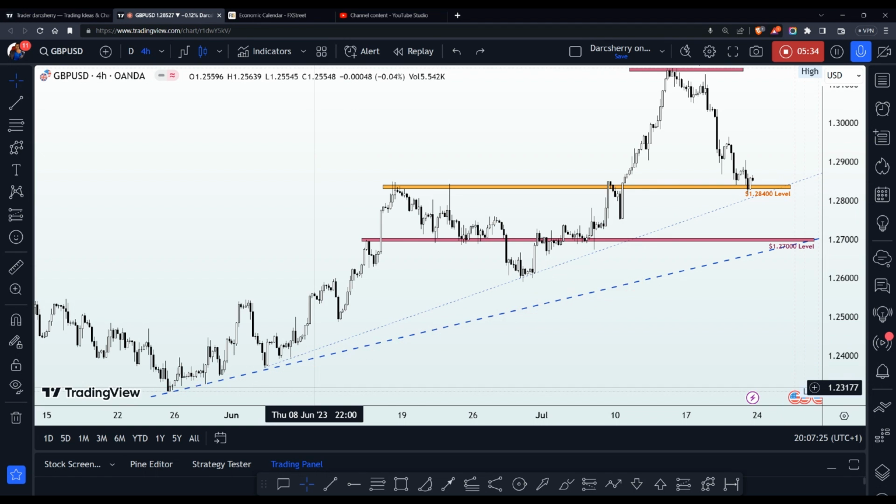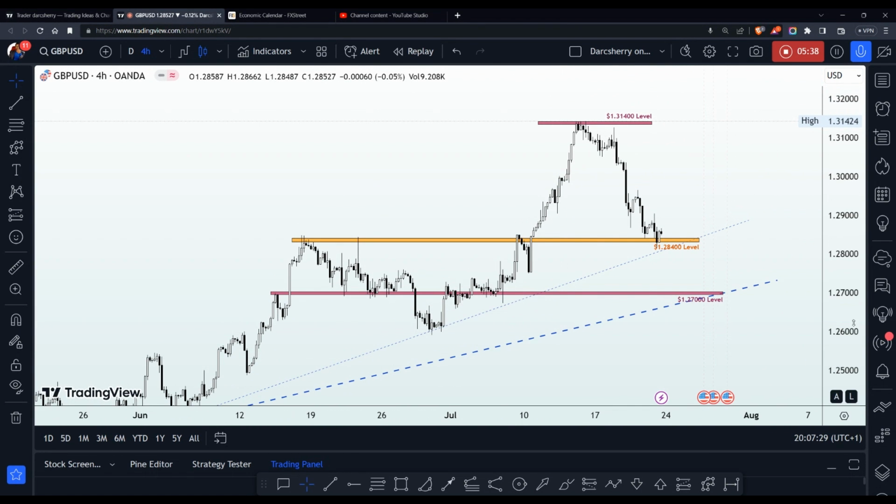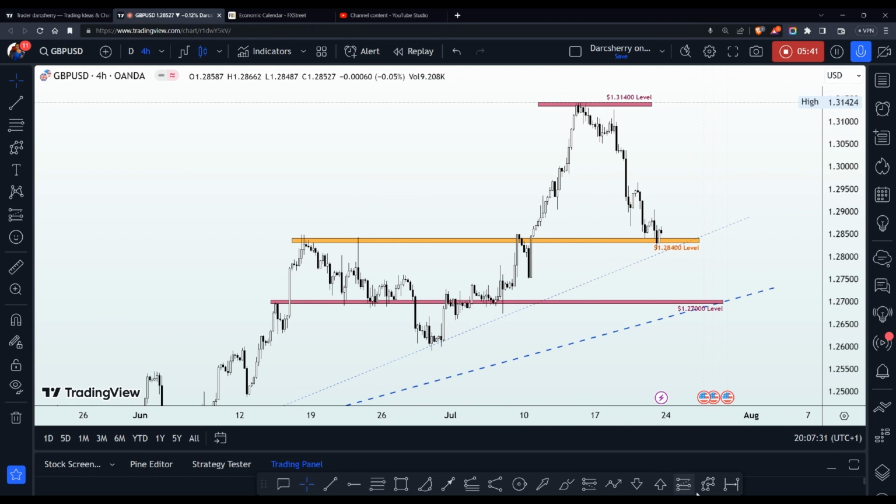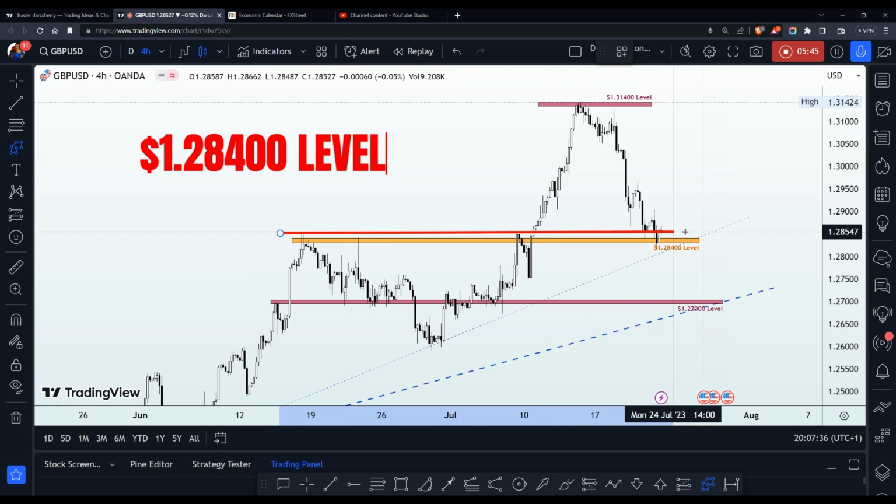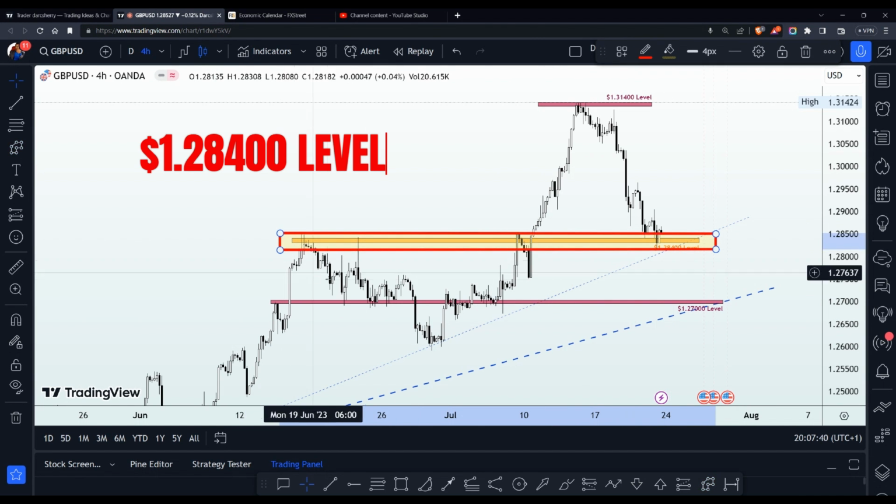Now, besides the ascending trend line identified are a couple of key levels, of which I have the major one right here at the 1.28400 area, which is going to be serving as my key level for the new week.